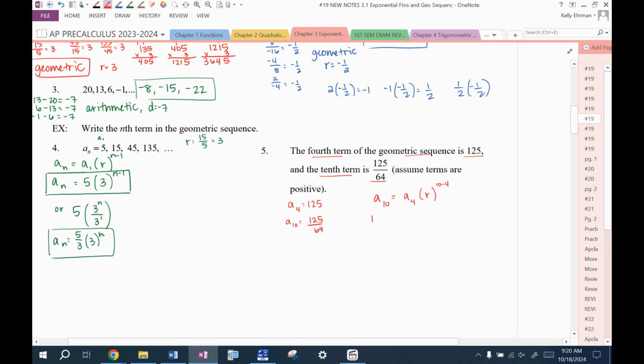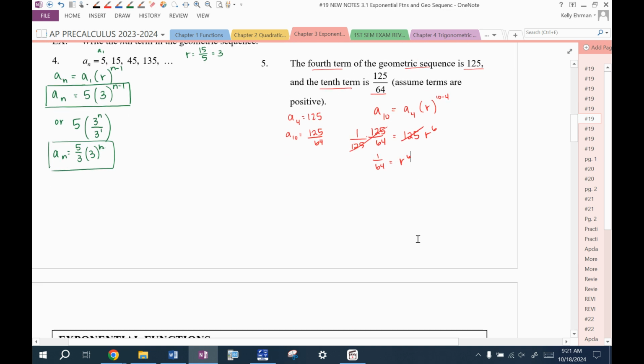We know the 10th term is 125 over 64. We know the fourth term is 125. And this would be r to the 6th. We need to solve for r. So let's divide by 125 or multiply by 1 over 125. So 1/64 equals r to the 6th.